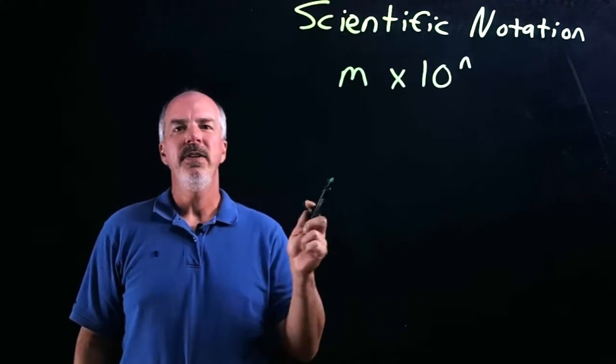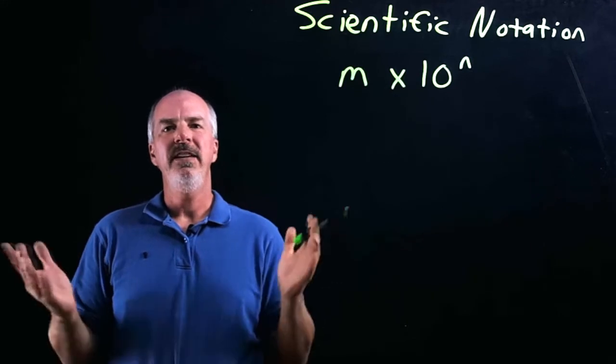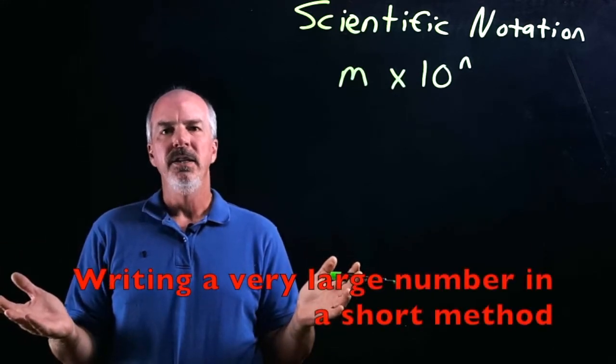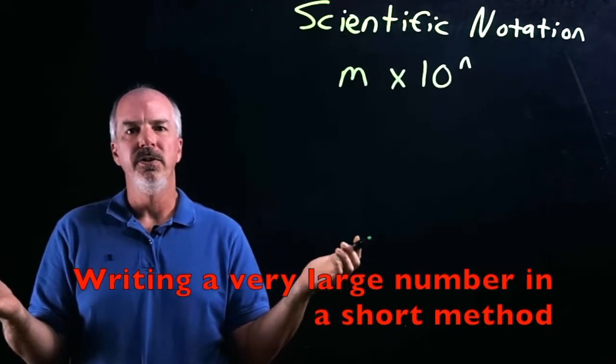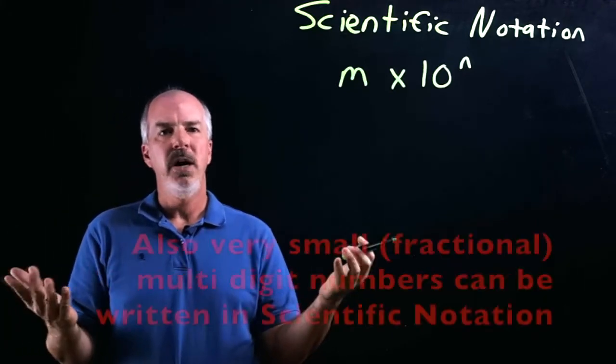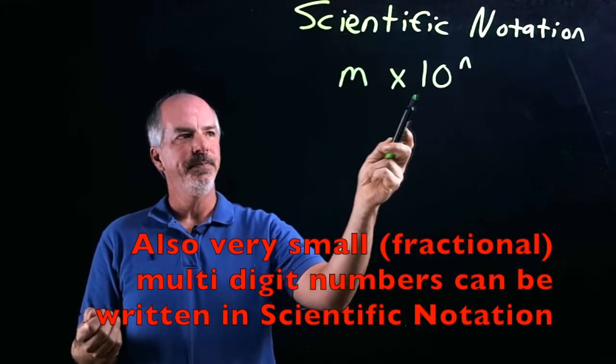Hello, scientific notation. Okay, so what is scientific notation? Scientific notation is a way to write a very large number with, say, multiple zeros into a much smaller shorthand way. M times 10 to the n.